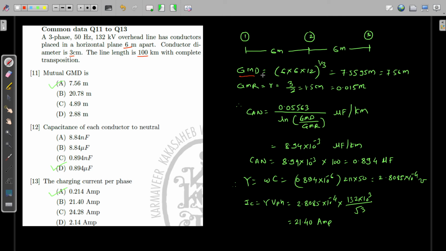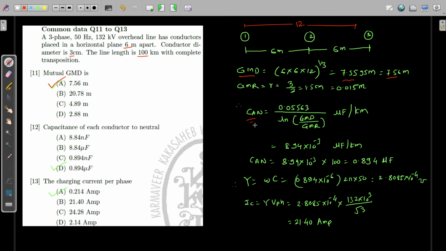So mutual GMD is nothing but the GMD. So 6 into 6, and this total distance is how much? It is 12. So 6 into 6 into 12 raised to 1 by 3, the geometrical mean distance. So it will give you 7.5595, that is 7.56. So this option is correct.